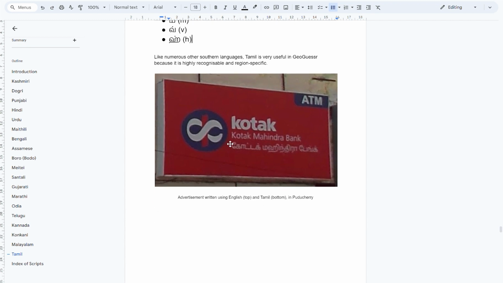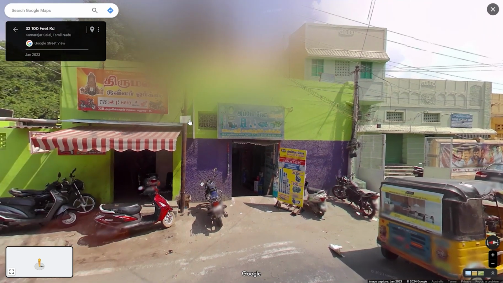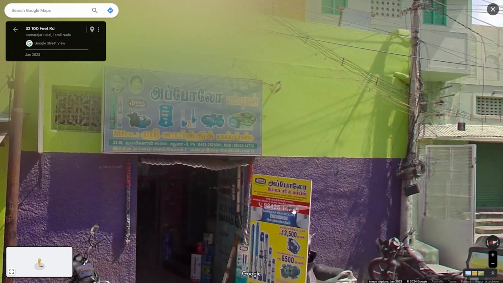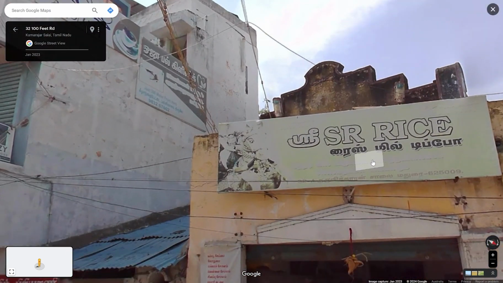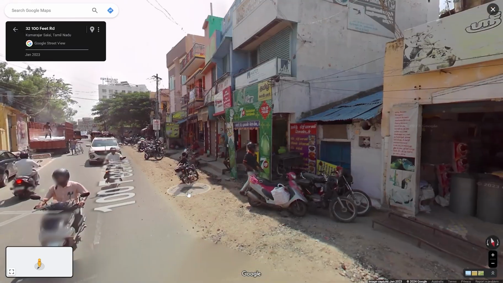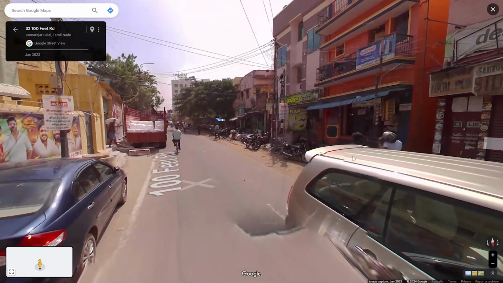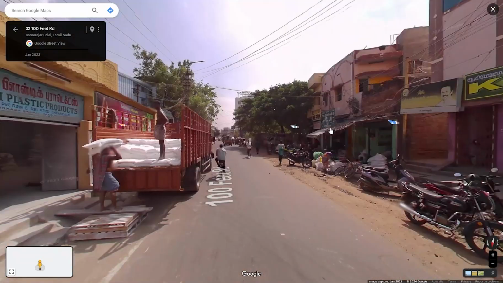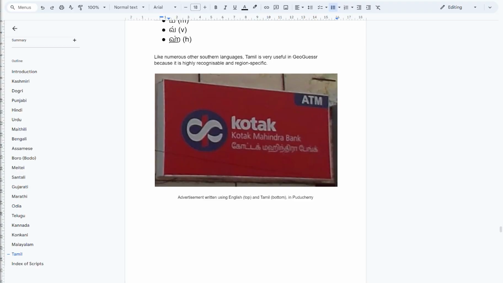So here's an example in Puducherry where you've got Tamil script on a sign. And here's an example. This is in Tamil Nadu. This sign is written in Tamil. This one's in Tamil. All of these are in Tamil. So yeah, very easy to distinguish from other letters if you spend enough time clicking around and comparing them.